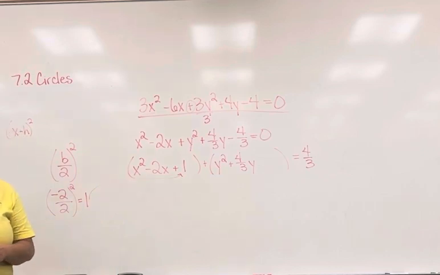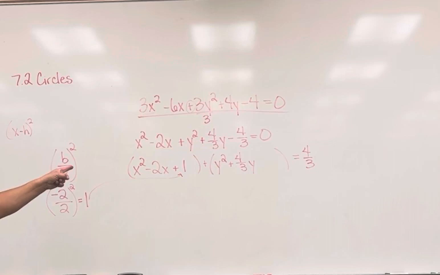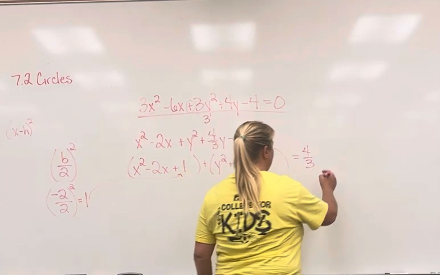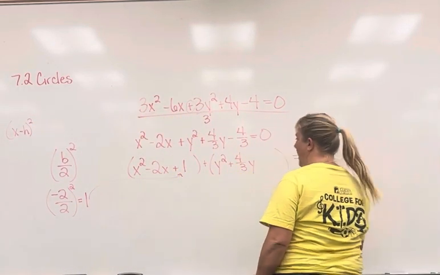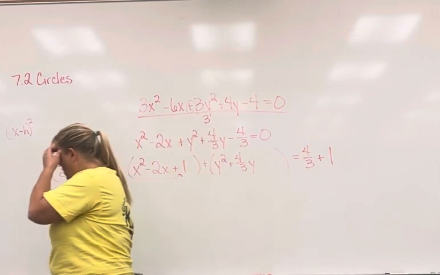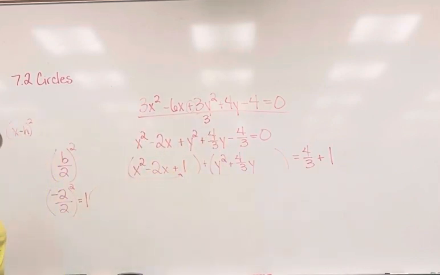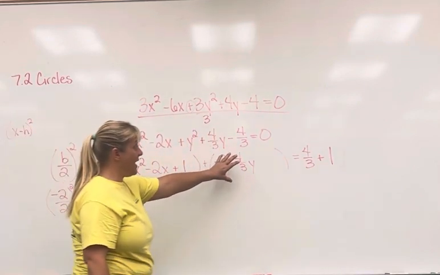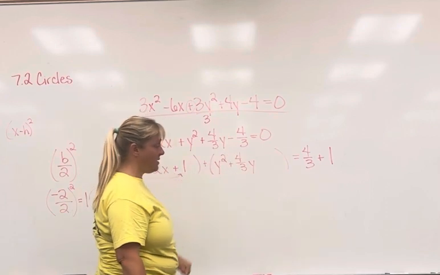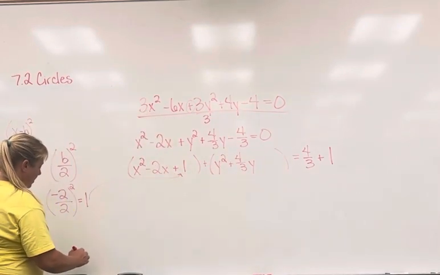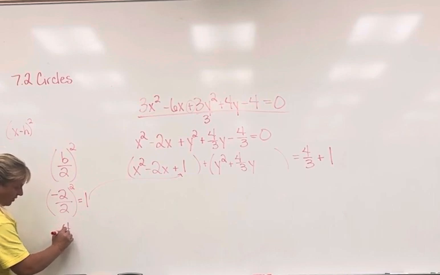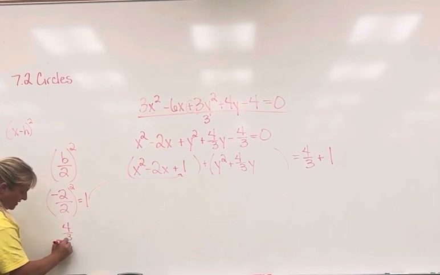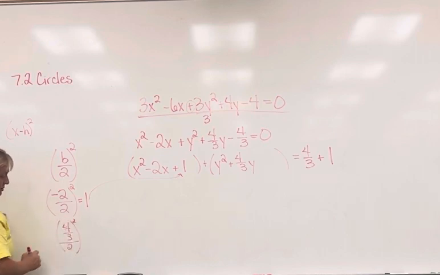But I can't just add 1 to an equation just because I feel like it. If I add 1 to one side, I've got to add 1 to the other side. So we'll add 1 over here. Okay, now here's the ugly one. We're going to do the same thing, but our b in this case is 4/3. So we're going to take 4/3, divide it by 2, and square it.